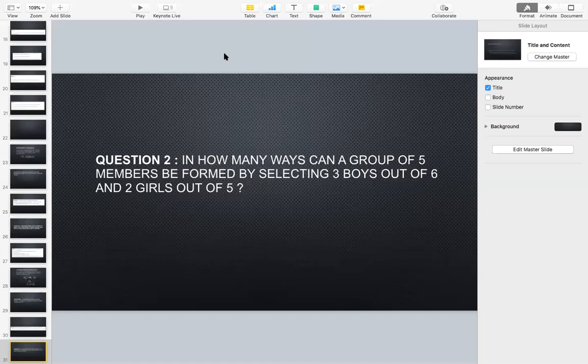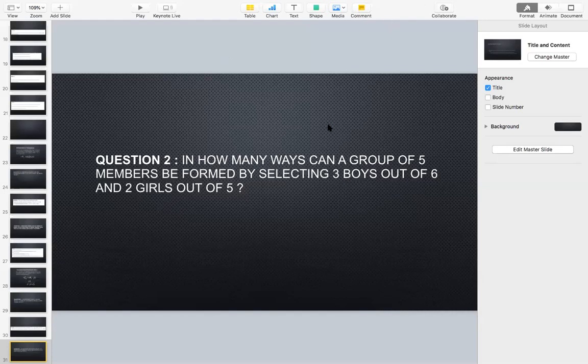Here, we are going to select 5 members where we'll have 3 boys and 2 girls. So when I'm using "and" in between, we will use multiplication: number of ways of selecting boys into number of ways of selecting girls, right? Now in how many ways can I select boys? I have 6 boys, I need to select 3, so that can be done in 6c3 ways. And similarly, I have 5 girls and I need to select 2, which can be done in 5c2 ways. So my answer will be 6c3 into 5c2.